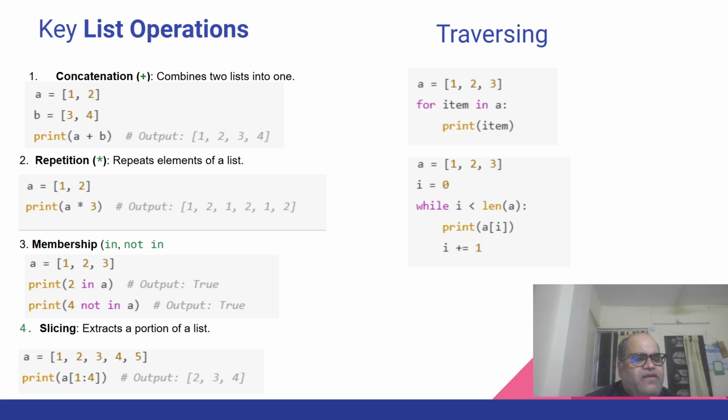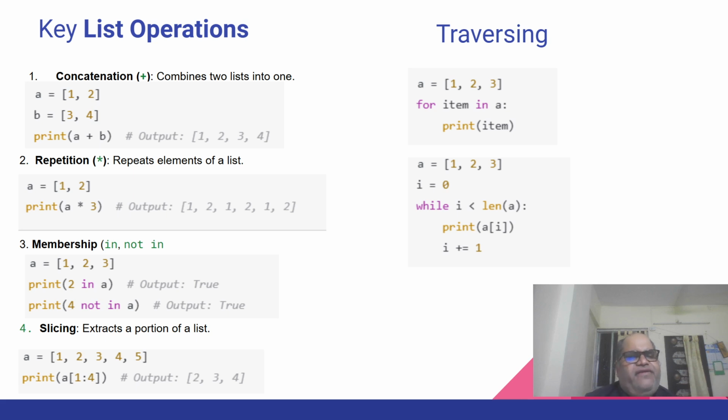Slicing, right? To extract a portion of a list. Say your A is 1, 2, 3, 4, 5, and you want to access items from 1 to 4. Always keep in mind that the count starts at 0. So your first element is 2, right? And your fourth element is 5, which is exclusive. So you only get 2, 3, and 4. Always keep in mind that your last element is exclusive, that means it is not included, and list counting starts at 0.